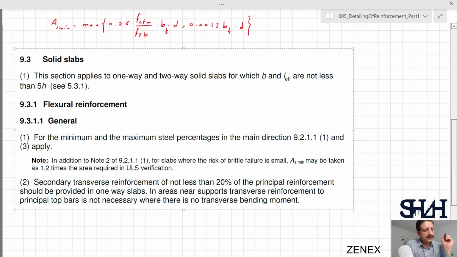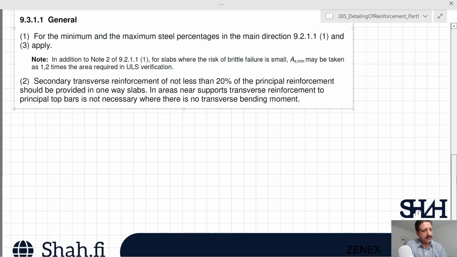Number 2, secondary transverse reinforcement of not less than 20% of the principal reinforcement should be provided in one-way slabs in areas near supports. Transverse reinforcement to principal top bars is not necessary when there is no transverse bending moment. And also the spacing is limited in Eurocode for the slabs. That is coming in the next clause.